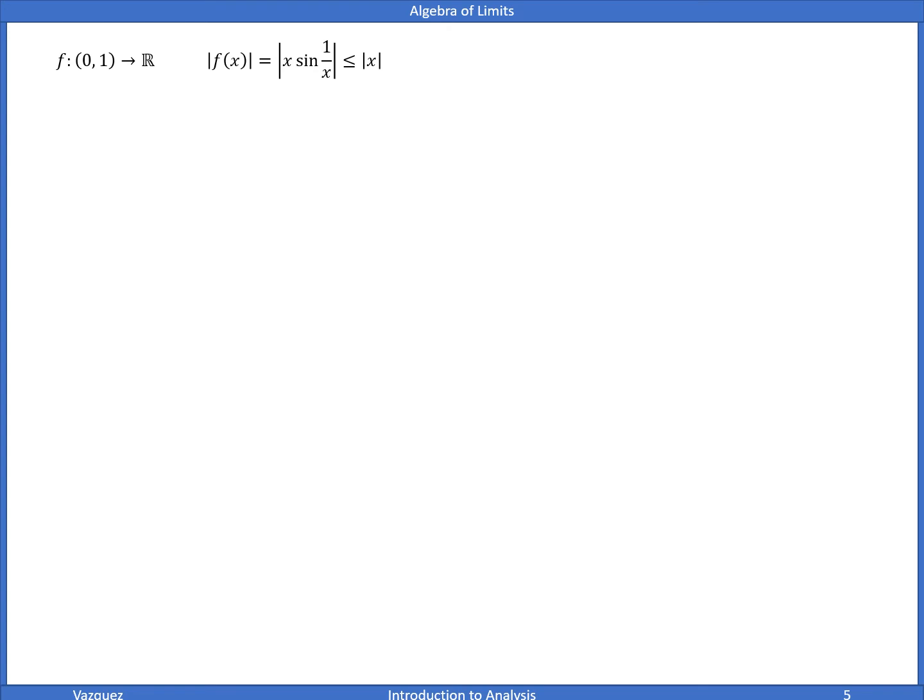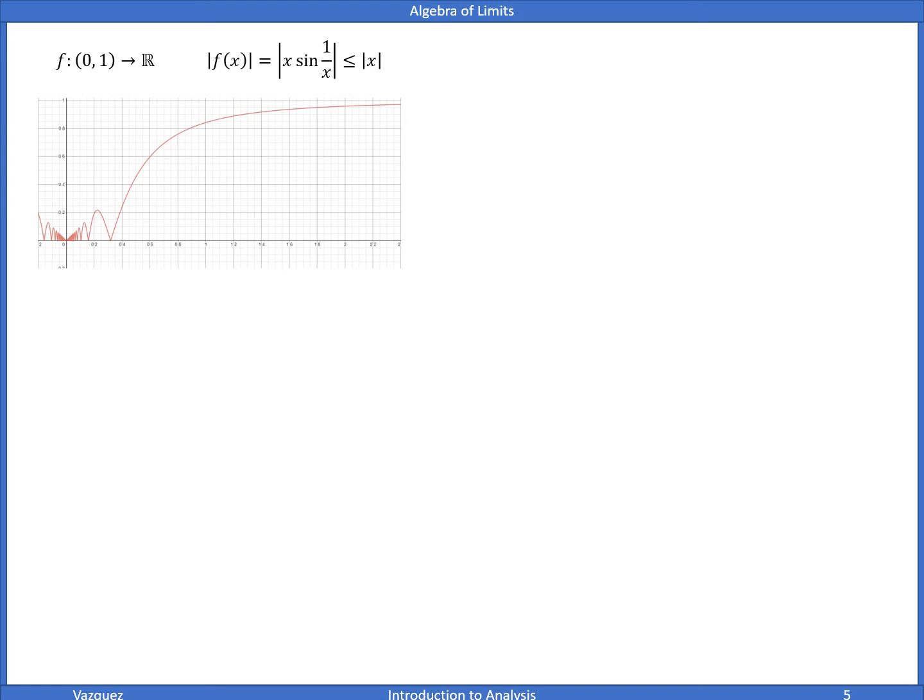So remember, actually I should bring up the picture first. Remember that sine 1 over x failed to have a limit at 0? Because it looked something like this, and then it oscillated incredibly quickly close to 0. Because it fails to have a limit at 0, we can't use a previous theorem, the second theorem we looked at, that the limit of f times g is equal to the product of the limits.